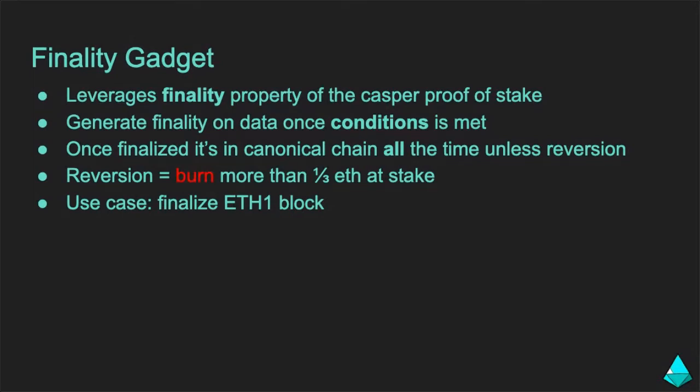Because it means that there are 2 conflicting finalized blocks, which means that 1/3 of validators double voted, and that will burn more than 1/3 of the ETH stake, right? So this property has awesome use cases, for example, finalizing the ETH1 block. Also, it helps with syncing a client really well. Instead of syncing from genesis, you can just sync from the latest finalized checkpoint.